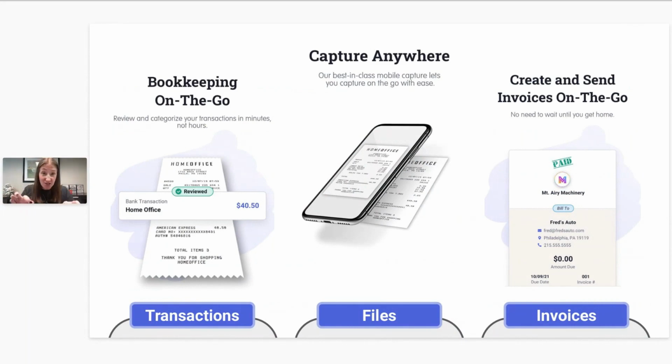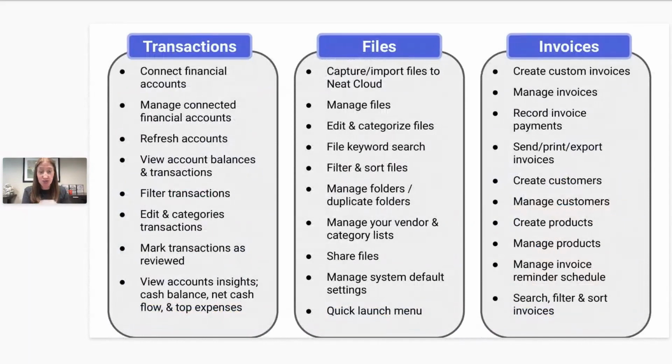Now, Neat features can be bucketed up into these three main features that I've laid out for you here. They are transactions features, files features, and invoices features. And on our next slide, you will see all of the features and functionality that is available for each of these different sets of features in Neat within the mobile app already. So you can see there's a ton of functionality here already. You're able to do most things to manage your Neat account via the Neat mobile application.